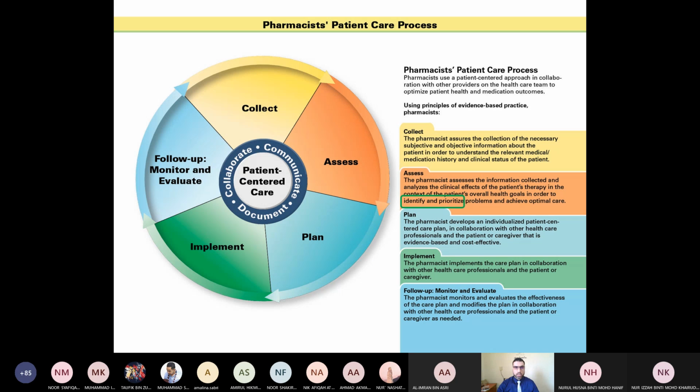It starts with collecting the data from the patients. As you can see, collect first in yellow, and then to assess the data you have. Plan for your goals, implement, meaning give the therapies or non-pharmacological intervention, then follow up and evaluate. Then again, in the next visit or next admission to the hospital, you will collect again the information, assess, and do the cycle again. So first part is collection of the data.